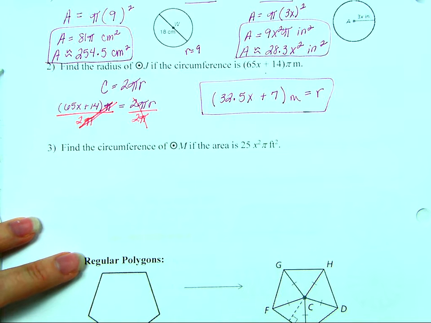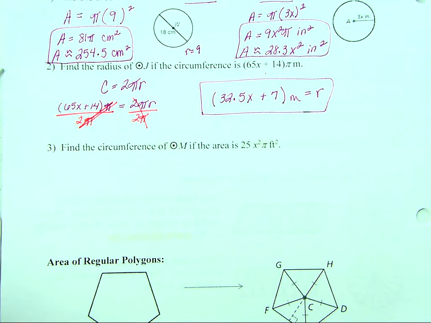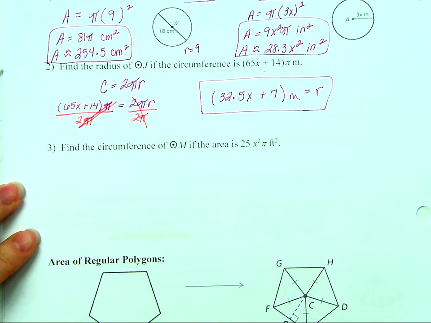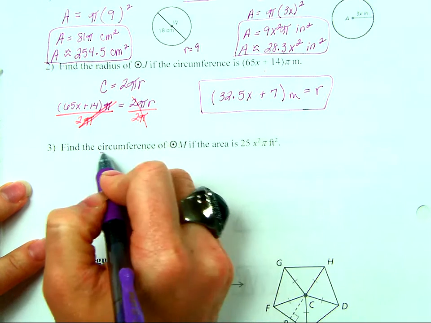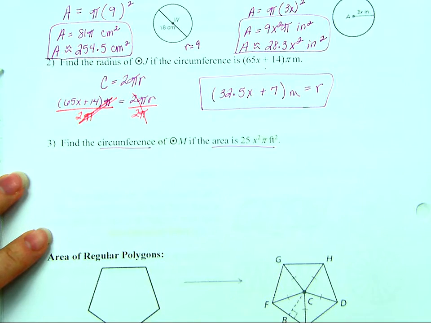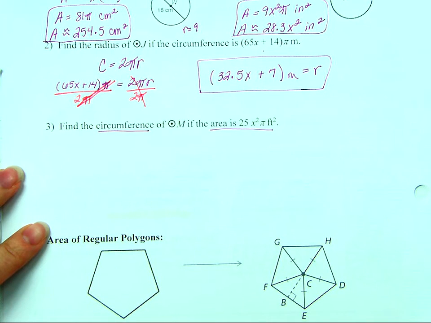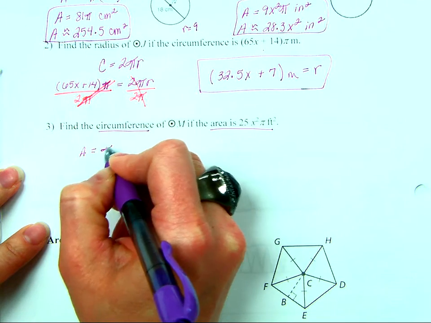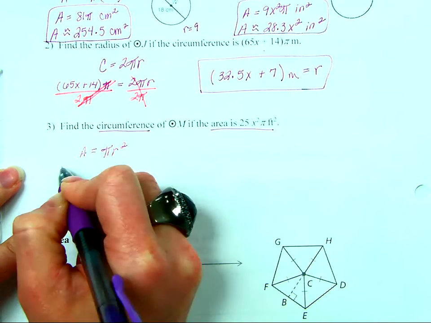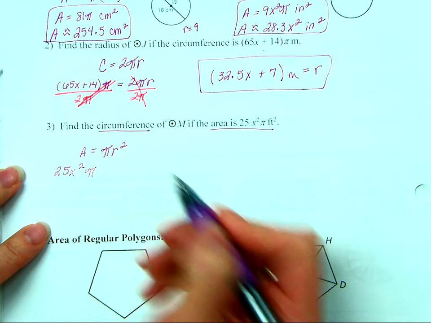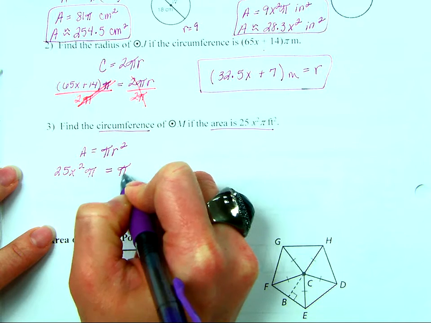Question 3 asks me to find the circumference of circle M if the area is 25x squared pi feet squared. Well, on these questions, sometimes kids can struggle a little bit finding the circumference, but they give me the area. If they give me the area, that actually is going to allow me to do what? It's going to allow me to find the radius. I know that my area is pi r squared, so let's go ahead and substitute. We have that area, 25x squared pi. That must be equal to pi r squared.